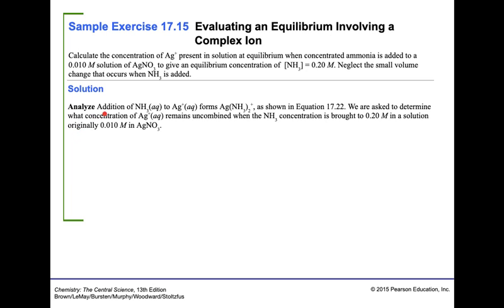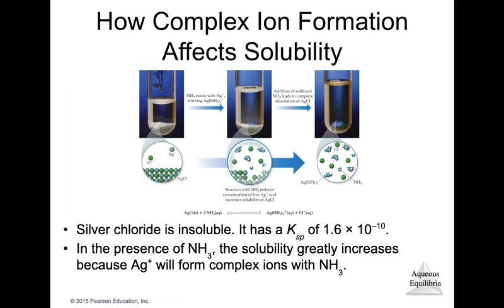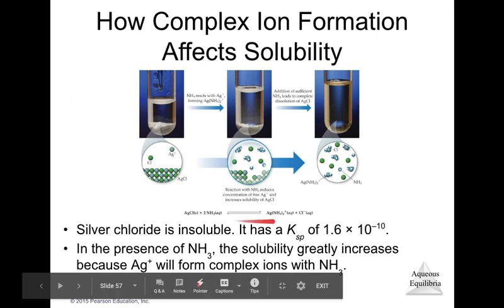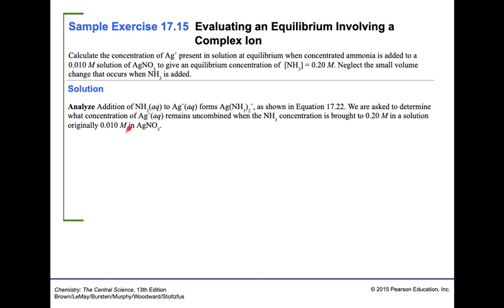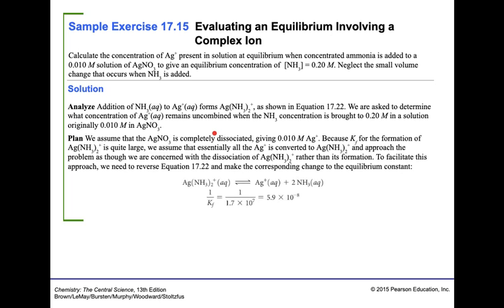So we're going to see first that we're adding a certain substance to another substance to form a complex ion, right? So if you look back, it says equation 17.22. They're talking about this right here, right? But now we're on the other side of that equation. So we are asked to determine what concentration of silver remains uncombined when ammonia concentration is brought to 0.20 molar in a solution originally 0.01 molar in silver nitrate, right?